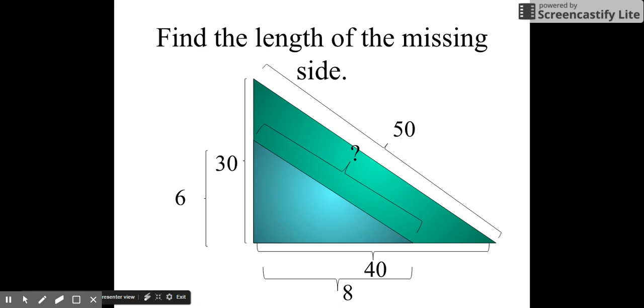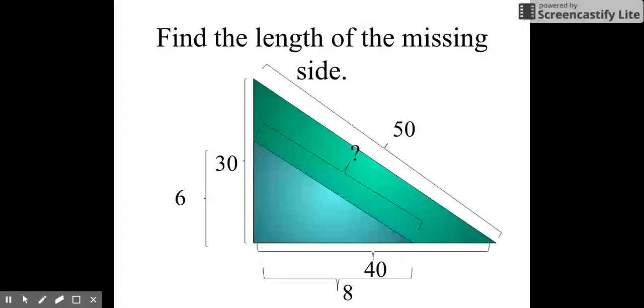Here is another problem that, if you would like, you can work on your own. I'll give you a little bit of a pause, and then we'll continue with this lesson.